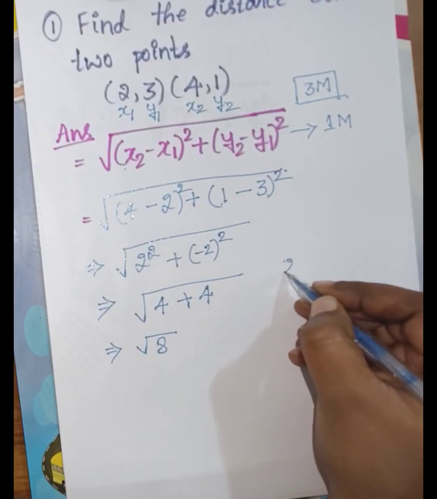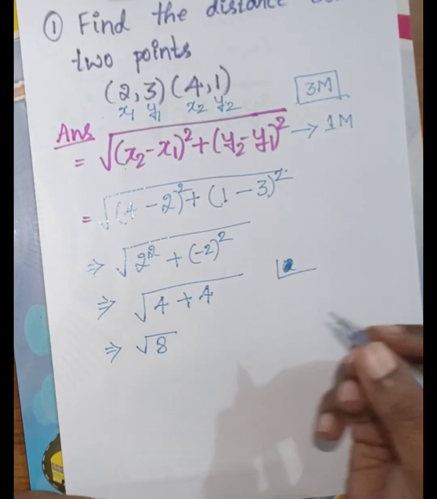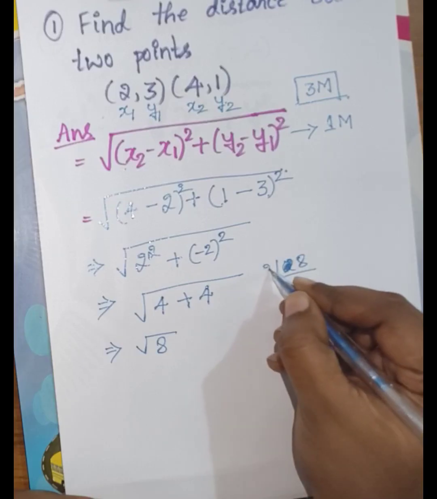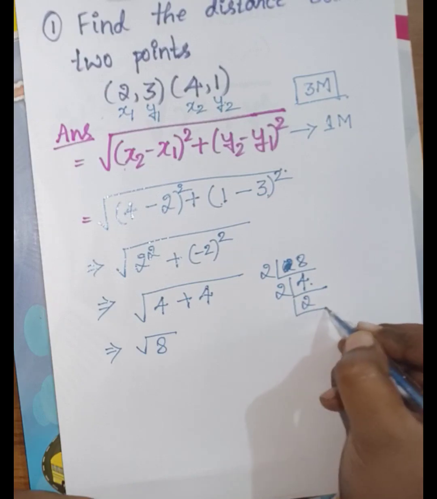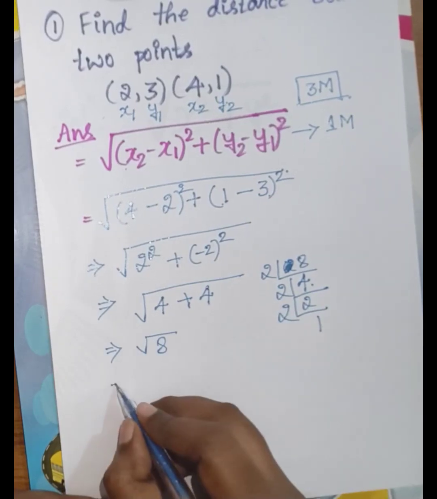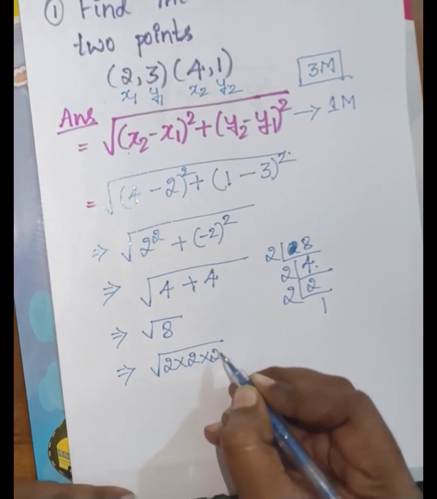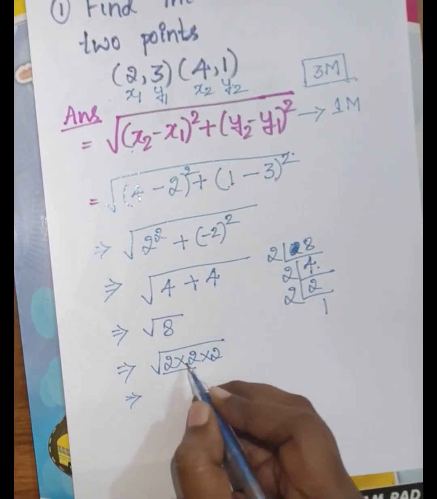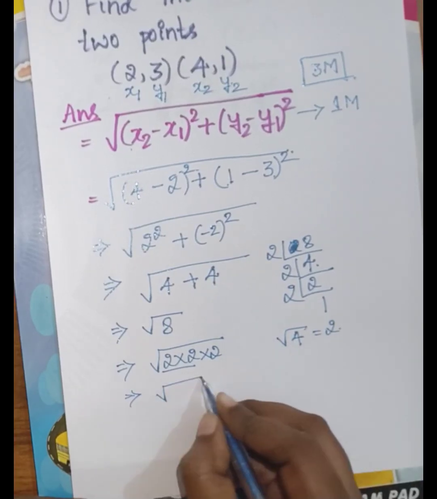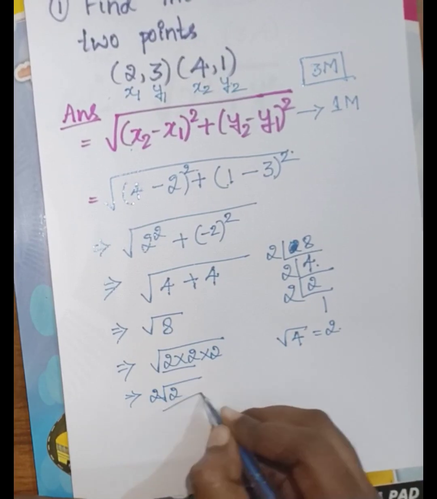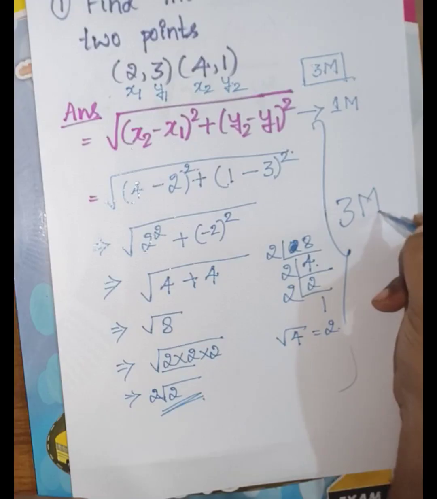So how to solve root 8? For root 8, there is no square root or cube root directly, so in this you have to take factors: 2 4s are 8, 2 2s are 4, then 2 1s are 2. So what can we write inside? 2 into 2 into 2. So 2 2s are 4. You know that the square root of 4 can be written as 2. So the answer is 2 root 2. If we solve this much, it will carry 3 marks.